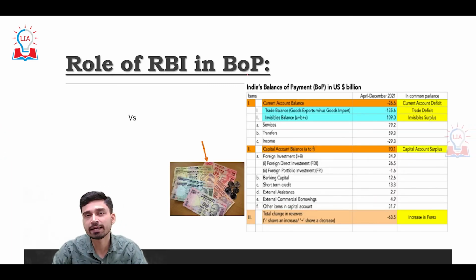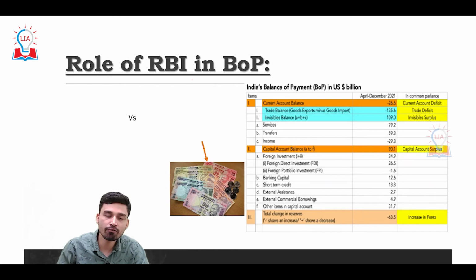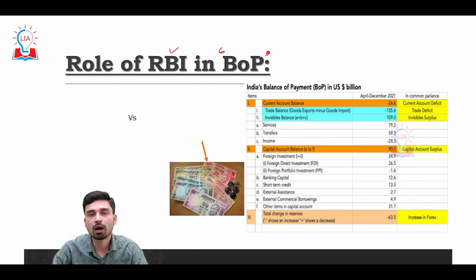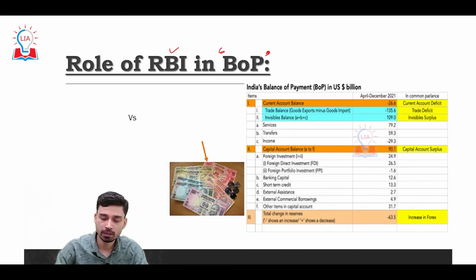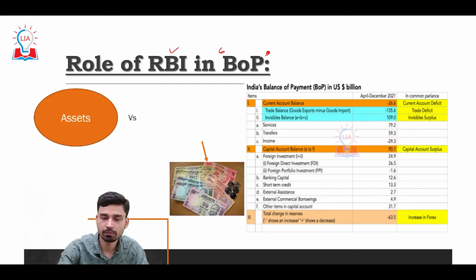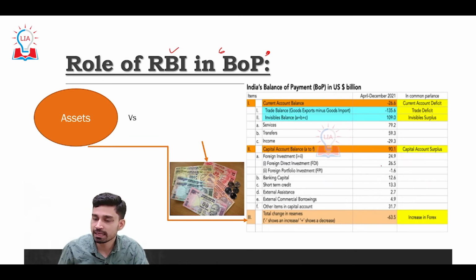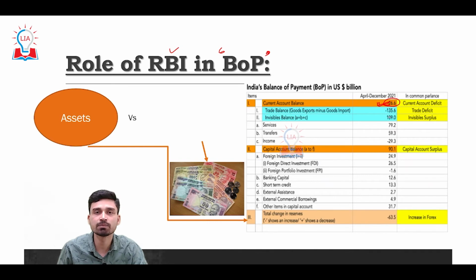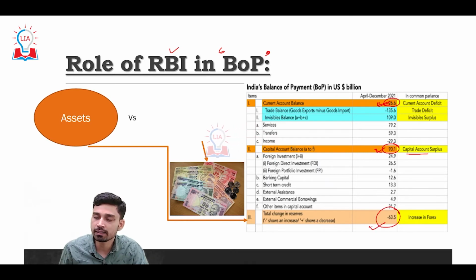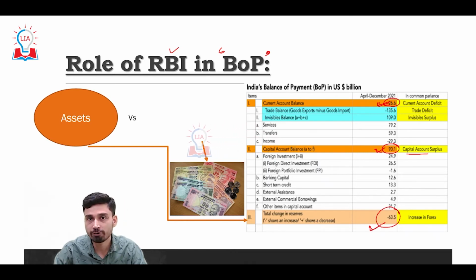Now obviously in India, the Reserve Bank of India plays a very important role in maintaining this balance of payments. So how does the Reserve Bank of India play an important role in maintaining BoP? First of all, if we look at the same BoP as we discussed before, India currently has minus $26.6 billion as a current account deficit, while it has $90.1 billion of capital account surplus. That means in India's economy, we have a net inflow of $63.5 billion.